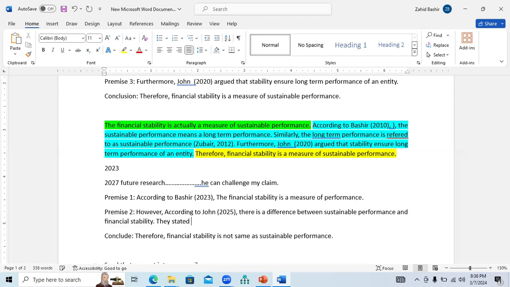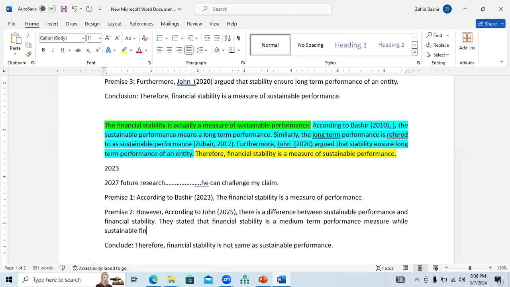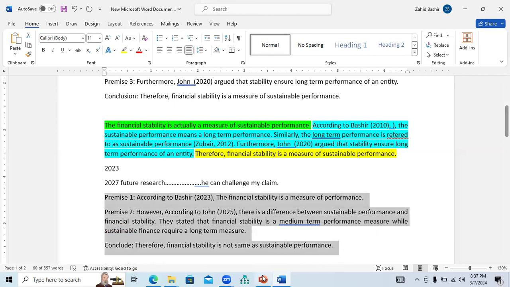They stated that financial stability is a medium term performance measure, while sustainable finance requires a long term measure. So he has also stated the reason why this would not be called the same. So on the basis of it, the future researcher has challenged my argument. So an argument can be challenged.